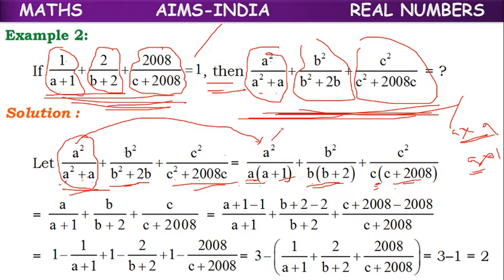Again, in the numerator we have a square, in the denominator we have a. After cancellation, in the numerator a will remain. Denominator a gets cancelled, numerator a will remain. Here also, numerator part b will remain. Here also, numerator part c will remain. So we can write a by a plus 1, b by b plus 2, c by c plus 2008.